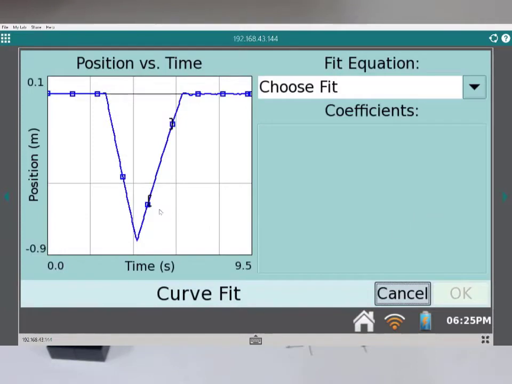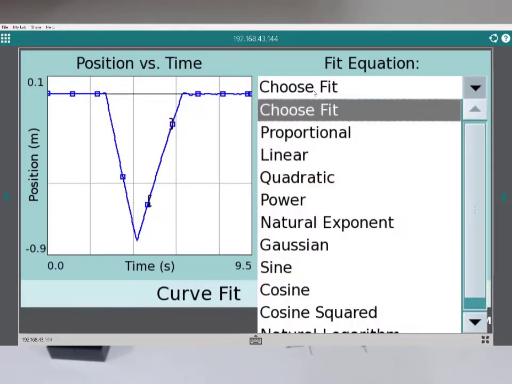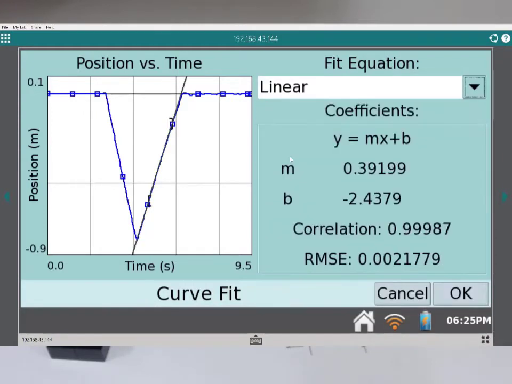Here we go. Now we're selecting the positive slope, so that's traveling back to the left after an impulse has been delivered, and our final velocity of the cart is given by our slope parameter here, m, and that value is 0.39199, that's in meters per second, is our final velocity. Multiply that by the mass of our cart, and we get the final momentum.